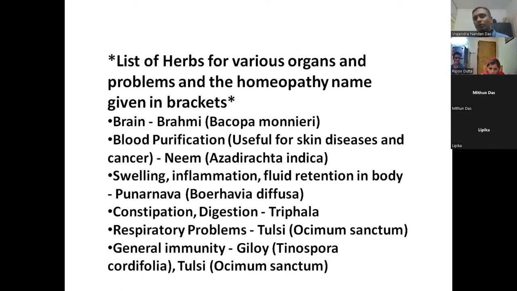So now again you don't have to worry what respiratory problem it is, whether it is respiratory allergy or whether it is bronchitis or whether it is some kind of infection, any kind of respiratory problem or breathlessness, you can use tulasi.